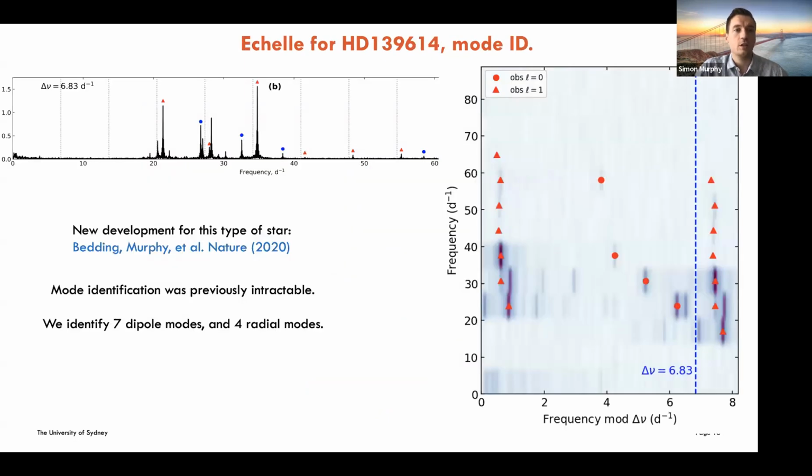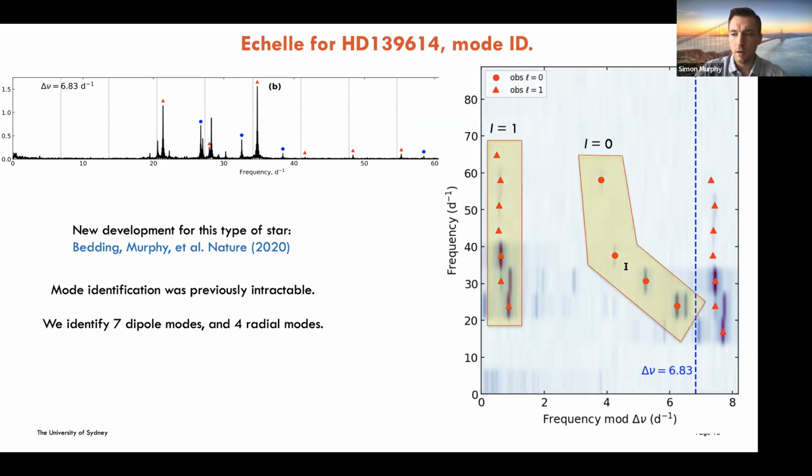So here's what the shell diagram looks like for HD 139614. All of those triangles that I mentioned before, they're on the left-hand side of each window. If you imagine the frequency space between two dashed lines to be a window, the triangles are on the left-hand side. And so in the Echelle diagram, the triangles all fall down the left-hand side of the diagram. The radial modes sort of curve down through the center.